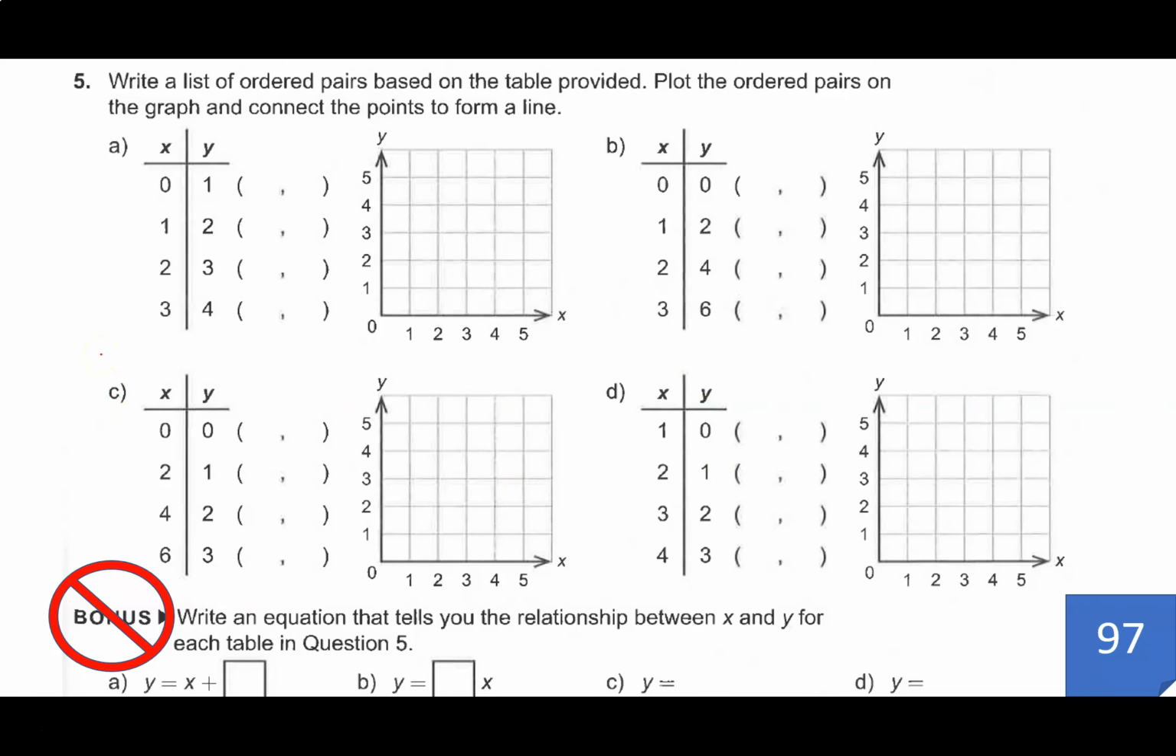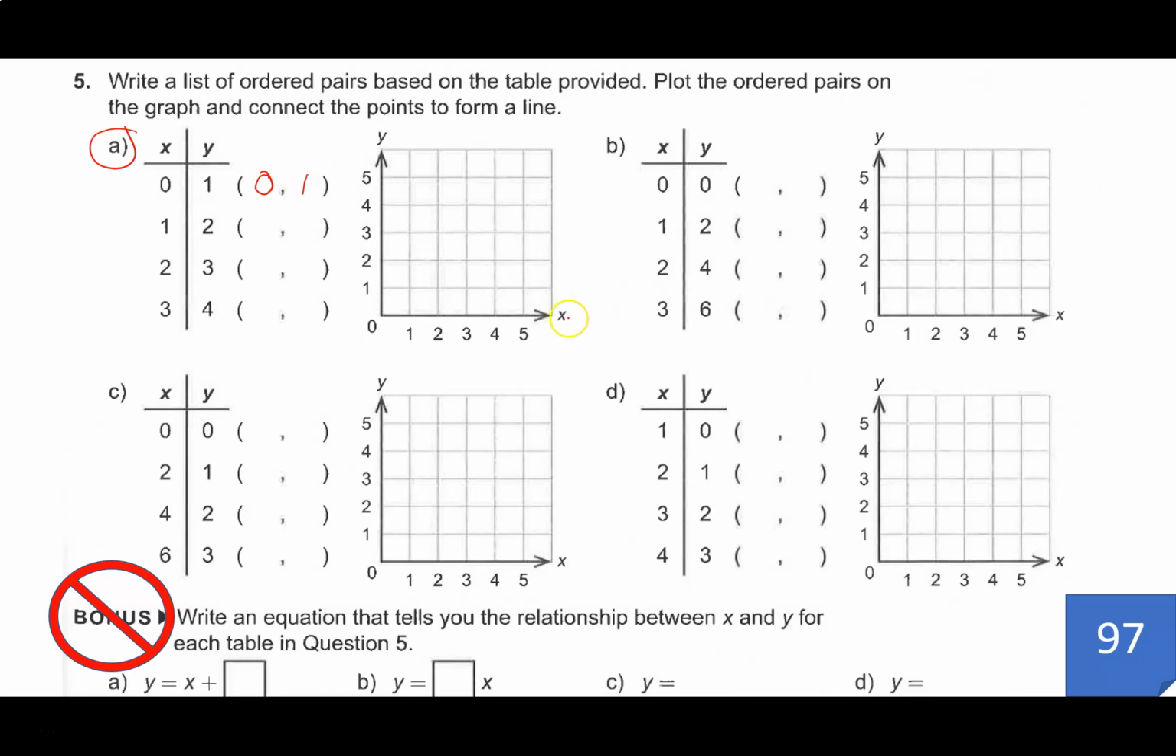Finally, let's look at question 5. It says, write a list of ordered pairs based on the table provided. Plot the ordered pairs on the graph and connect the points to form a line. All right, so let's do part A together. X is 0 and y is 1. Our ordered pair will be (0, 1).